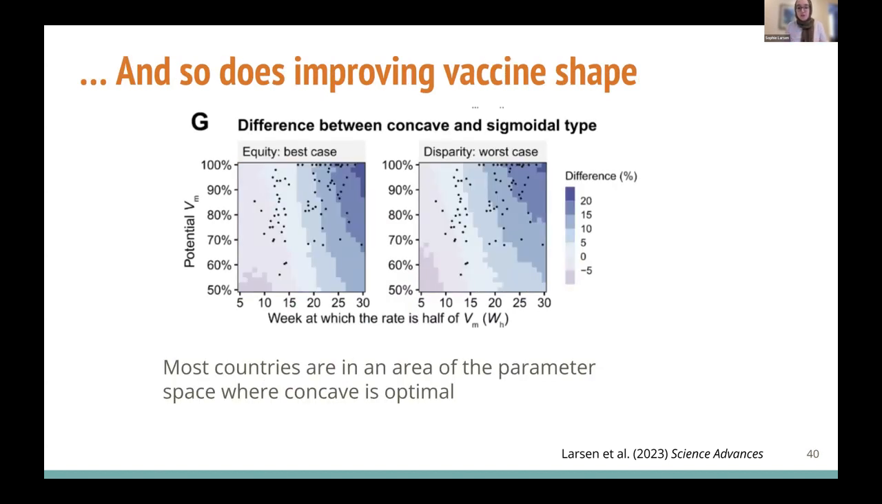But what we also see is that improving vaccine shape can avert a large portion of the deaths, even if you don't change your halfway week or your VM. And so in this case, what we see is that there are some situations, some areas of the parameter space where you have very, very low halfway week, where it might be not optimal to move from sigmoidal to concave. But what we observe is that, number one, most countries are in an area of the parameter space where the concave dynamics are optimal. And number two, when we look at the extreme end of these phase diagrams, what we see is that in some cases, the sigmoidal type, just because of how the parameters are shaking out in this extreme end of the spectrum, is actually faster in that critical early period. So our conclusion is the same, that you really want to make your shape the best it can be in those early 30 weeks.